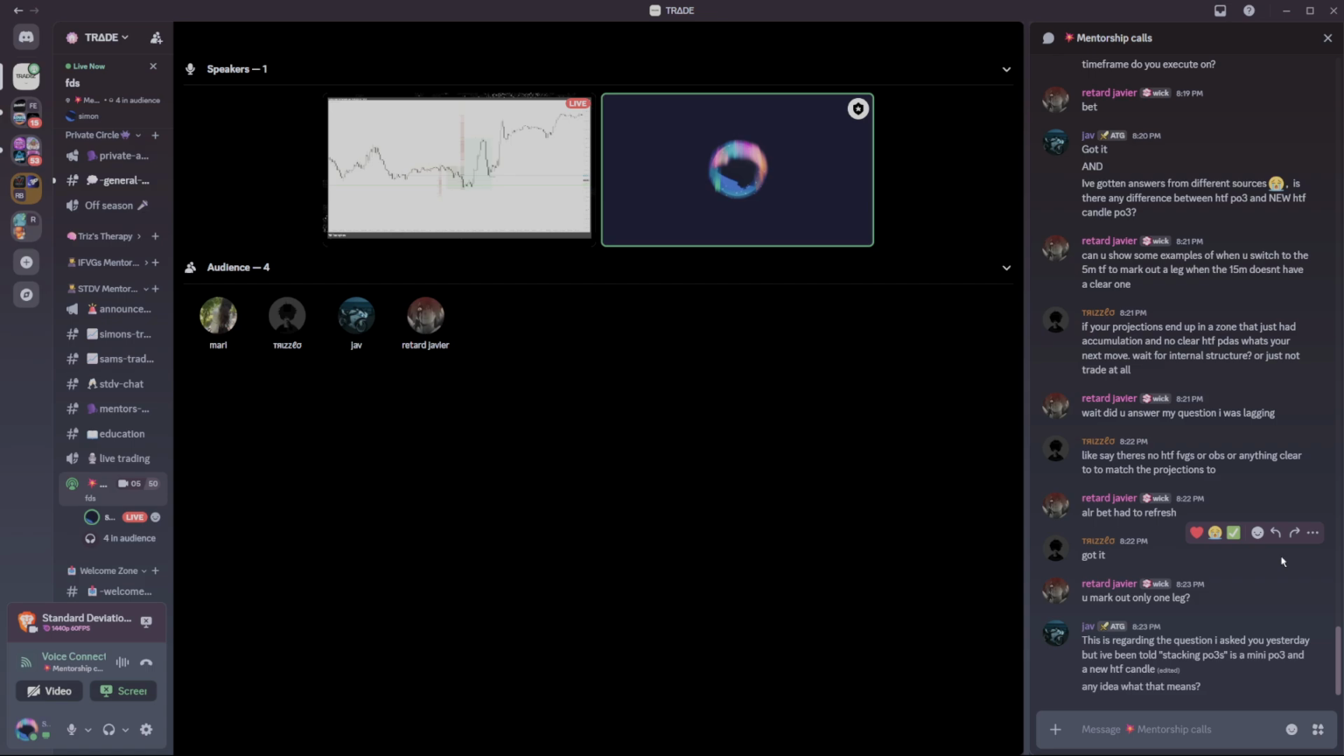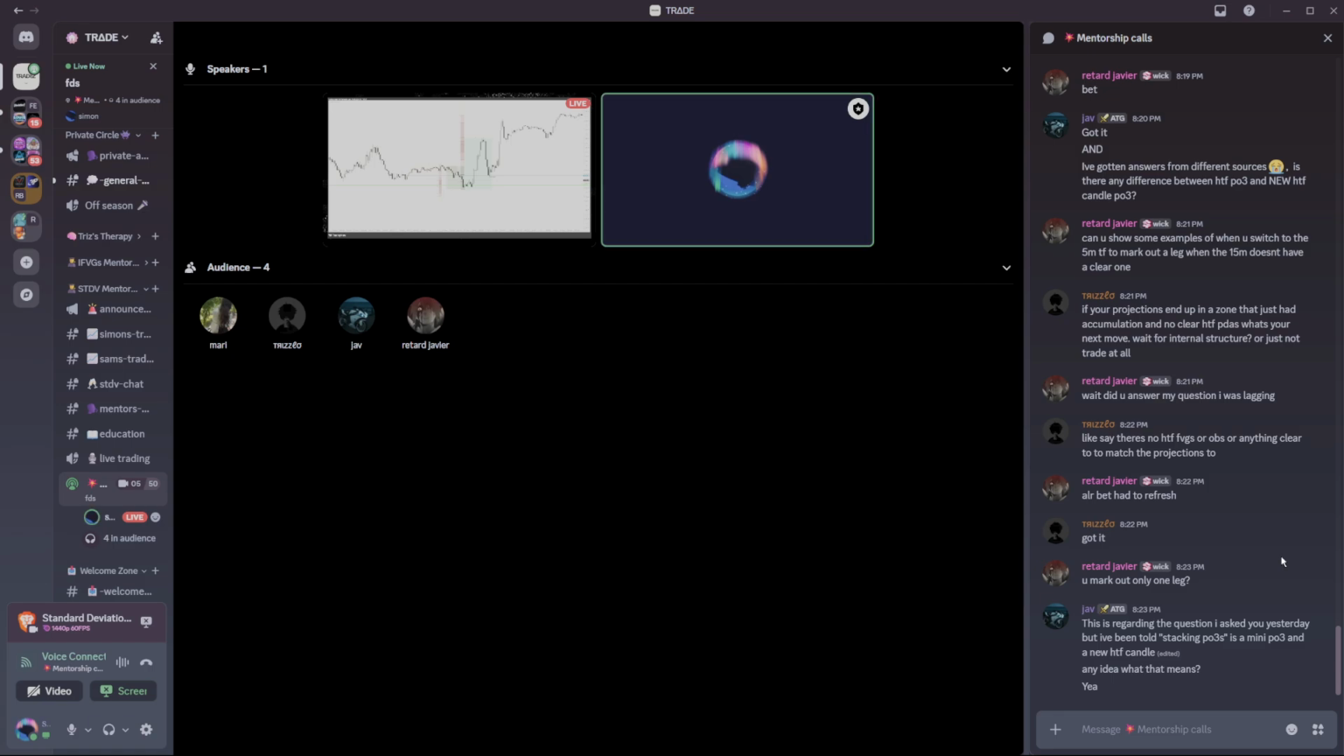Stacking power threes. Oh, like using lower time frame power threes. Okay. So this basically just means that let's say you're trading a daily AMD, but you also pair that up with the weekly AMD. You'll mark out your standard deviations on the weekly AMD and then use that to get narrative for the daily power 3 that you're trading on.